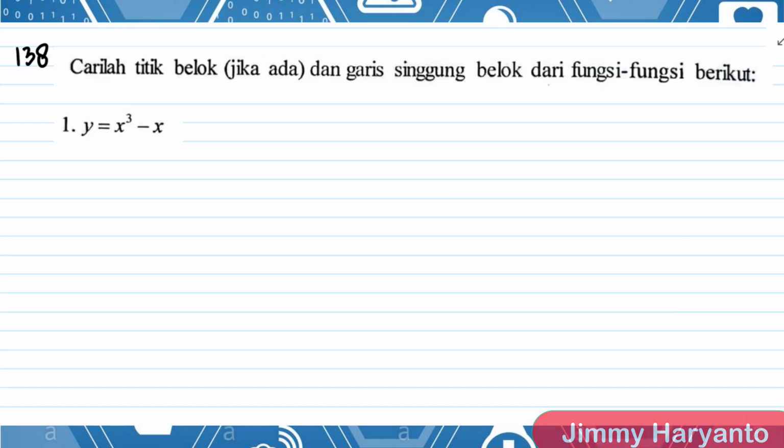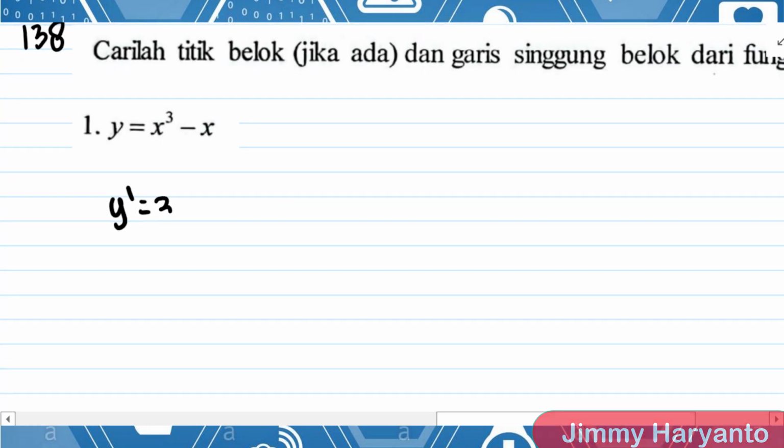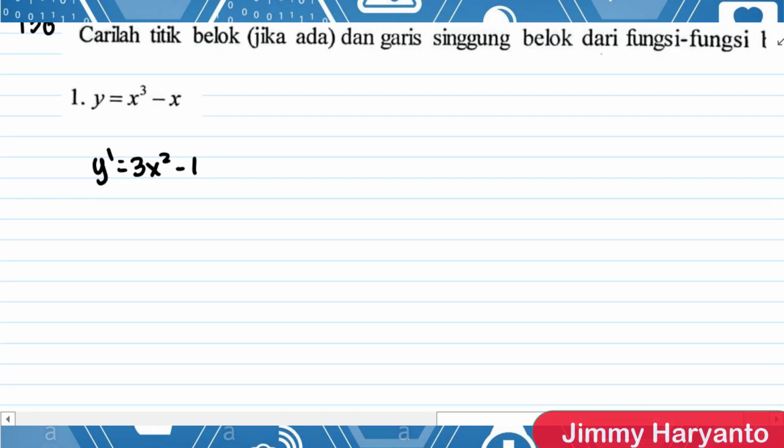And the next one is page 138. I want to give you the solution for number 1. For number 1, find the titik belok and also the garis singgung, ya. For number 1, we have to find the y-accent. The y-accent will be 3x squared minus 1. And then after that, I can find the y double accent. So I will have 6x right here.